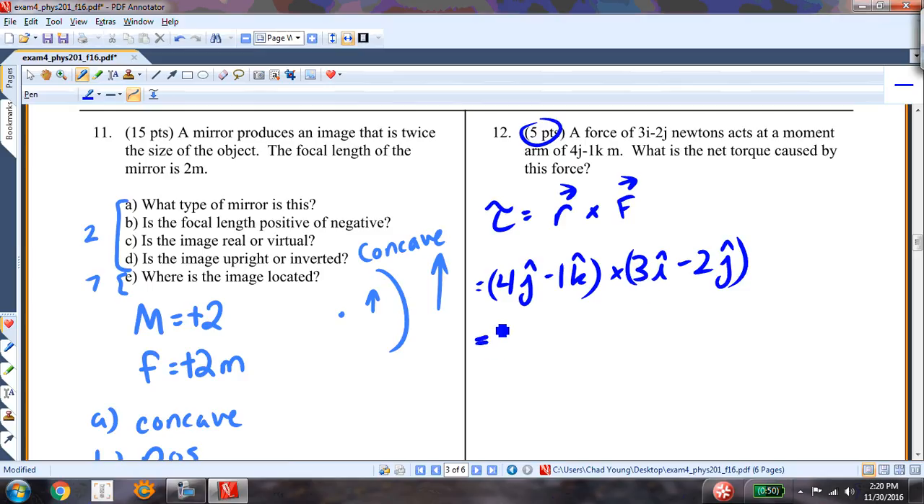Now I do FOIL. I do 12j cross i. That's first. Outer is -8j cross j, but if you're astute, you know that that's already 0. Inner is -3k cross i.